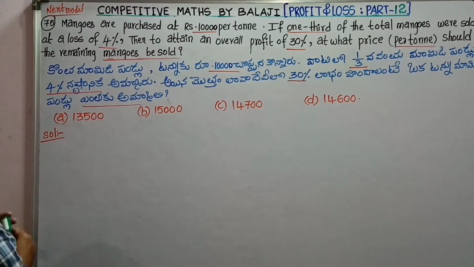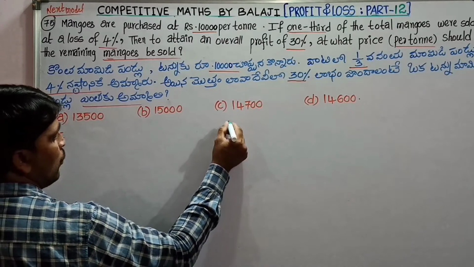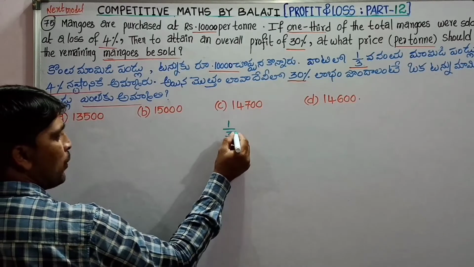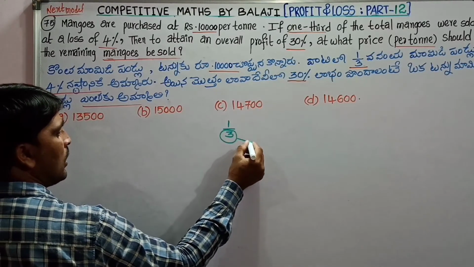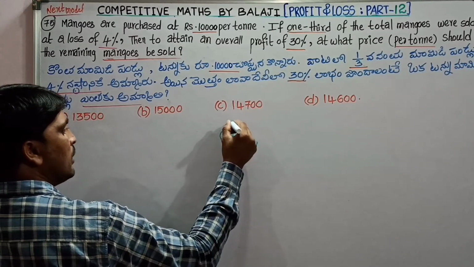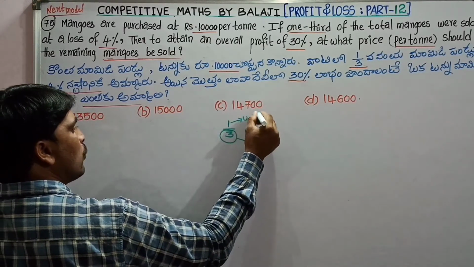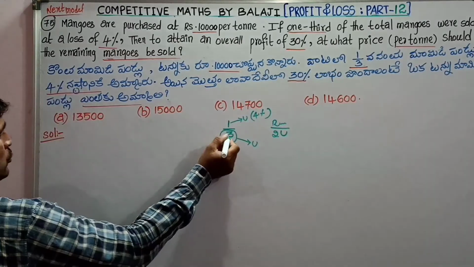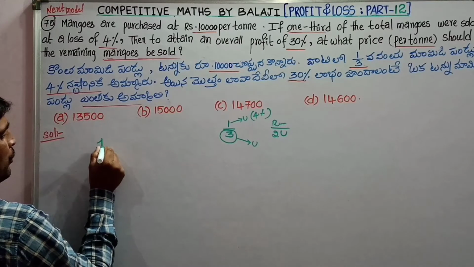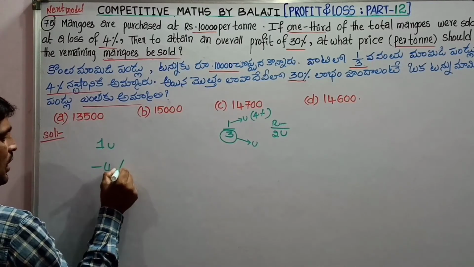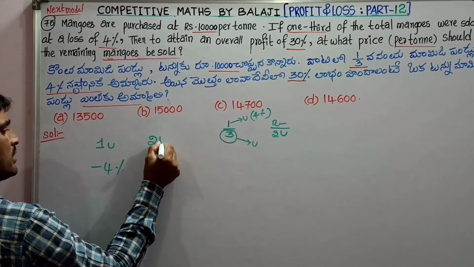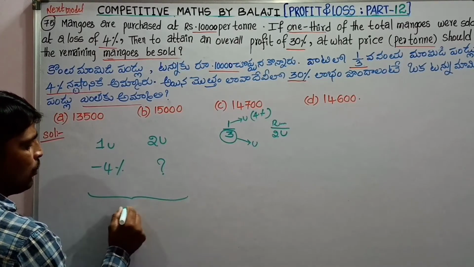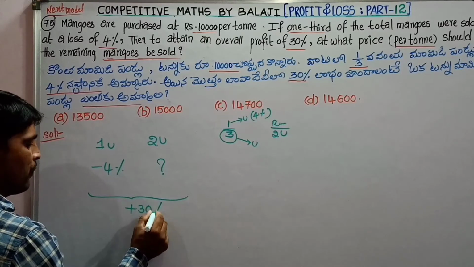So out of total mangoes, 1/3 are sold at 4% loss. Let us assume that total are 3 units of mangoes, then 1 unit of mangoes is sold at 4% loss. Remaining are 2 units of mangoes. At what price should the remaining 2 units of mangoes be sold to get an overall 30% profit?